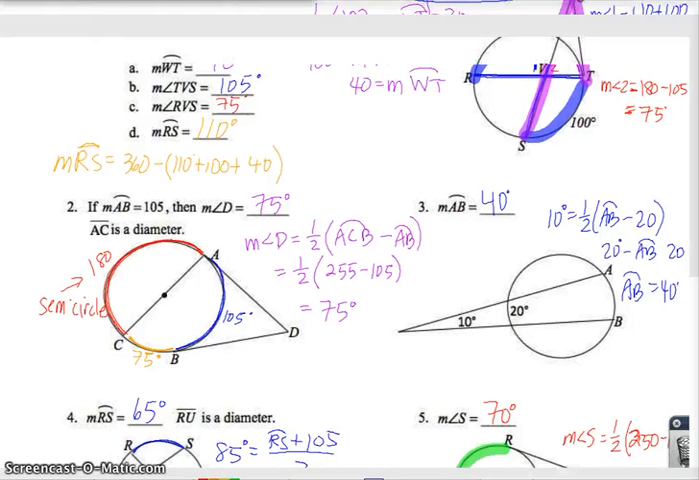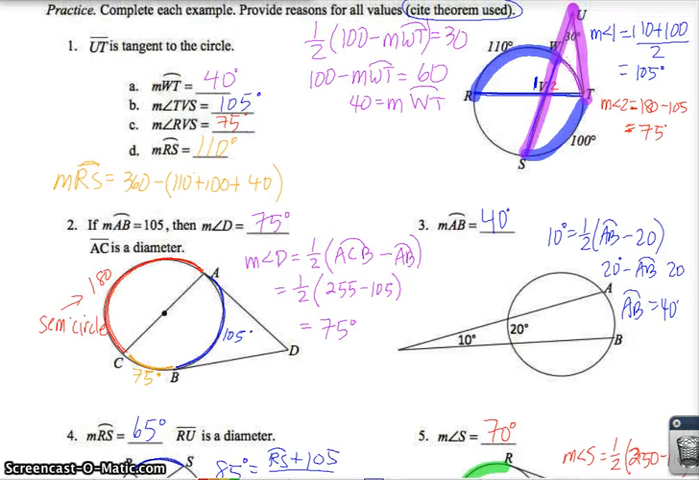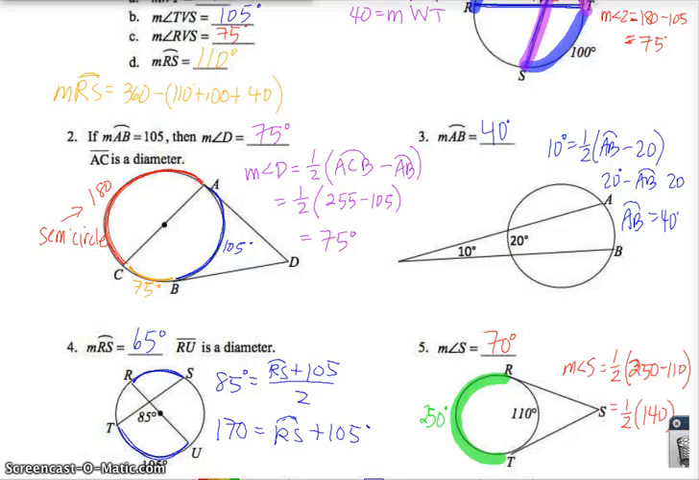Okay, again, if you're not understanding, you need to ask me questions during class. Okay, moving on to 2 and 3.